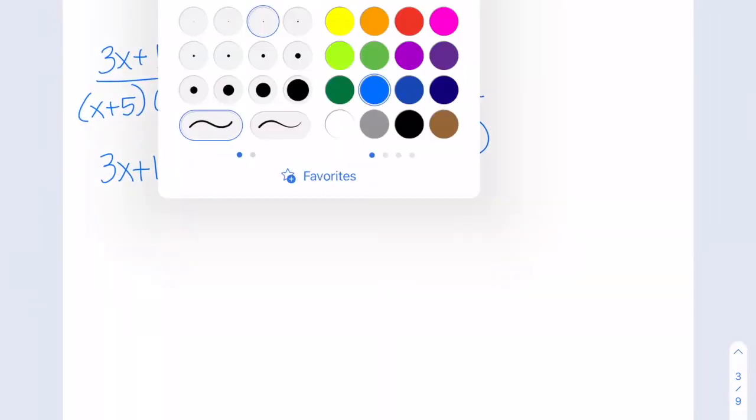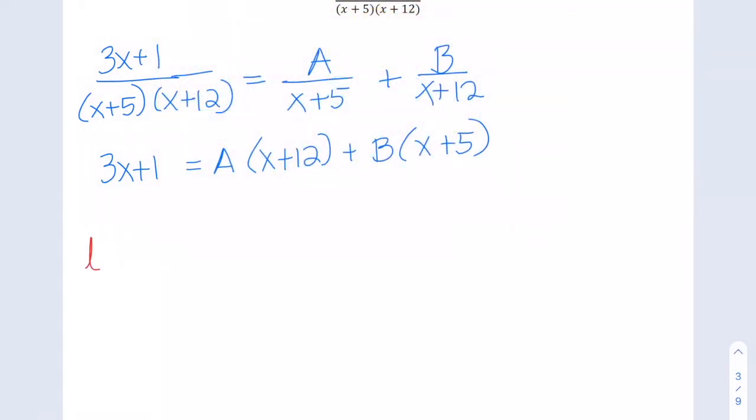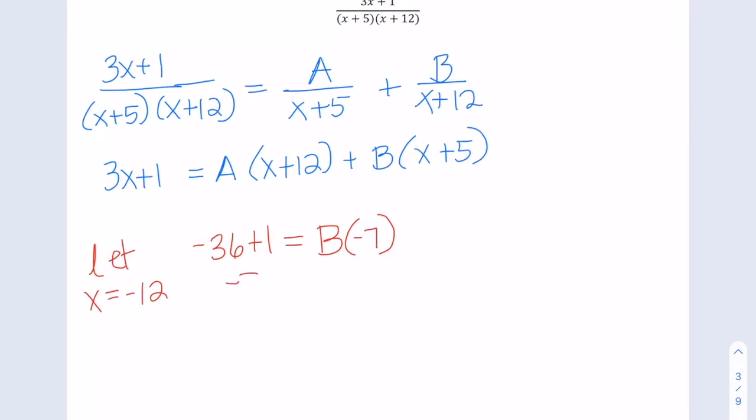So the first one, let's let x equal negative 12. So we'll get negative 36 plus 1 equals b times negative 7. The a canceled out. This is negative 35. And then if we divide by negative 7, we'll get b equals 5.